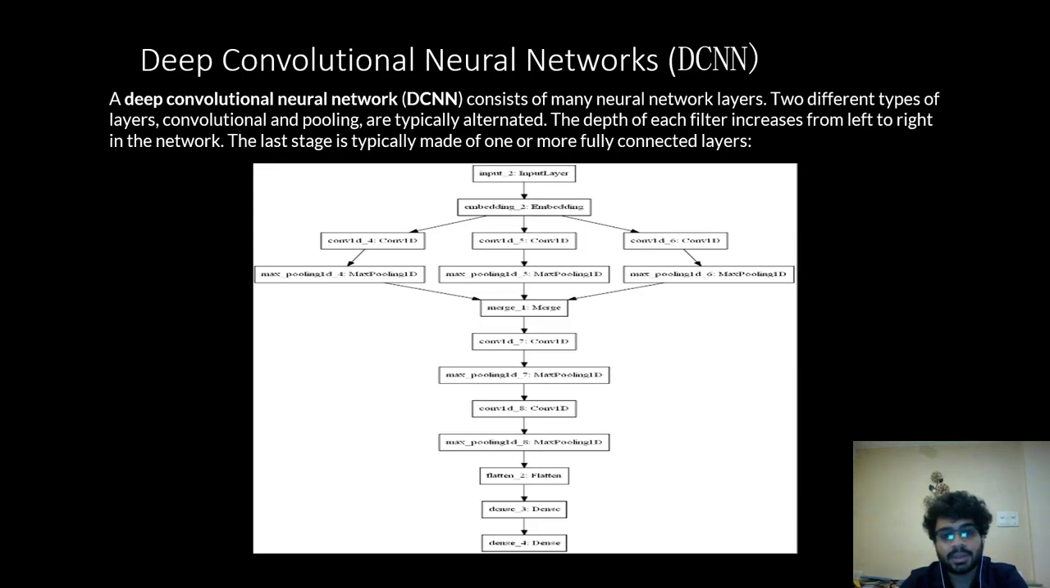Deep CNN. Deep CNN is an advancement of CNN, and it consists of many neural network layers. The two different layers are the max pooling layer and the convolution layer, and mostly these layers are in an alternating arrangement. As you can see here: convolution, max pooling, then again convolution, then max pooling. The depth of each filter increases from left to right, and the last layer is mostly the fully connected layer or the dense layer. The more layers, the better the accuracy, but sometimes this leads to overfitting. So take care.